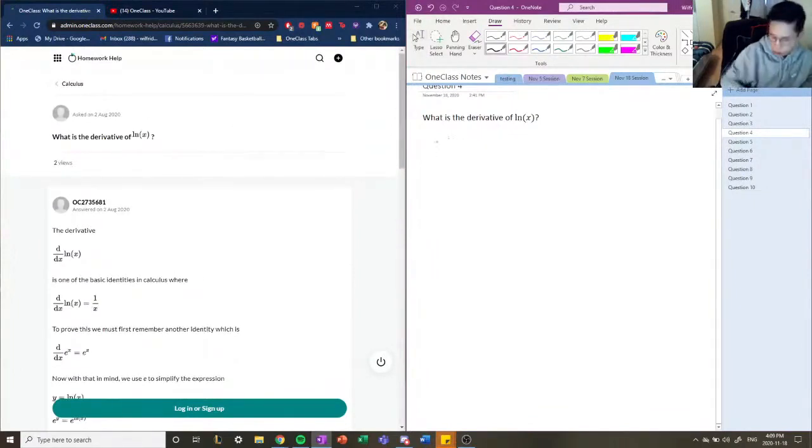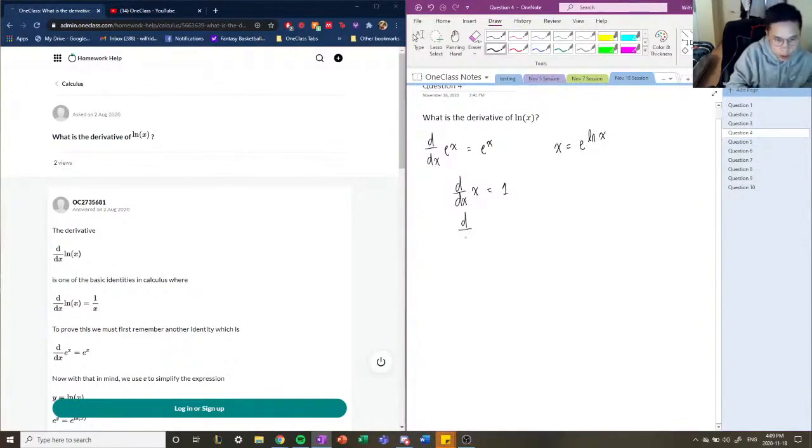All right, so we're going to assume that we already have proved that the derivative of e to the x is just e to the x, okay? So we're going to assume that we already know that. So let's say that d/dx of x, we know what that is, that equals 1, right? Well, we also know that x can be written as e to the ln of x, right? So let's write this x as this.